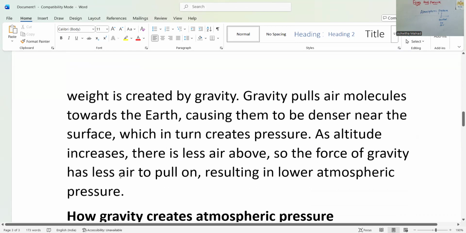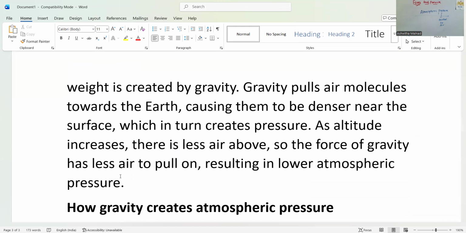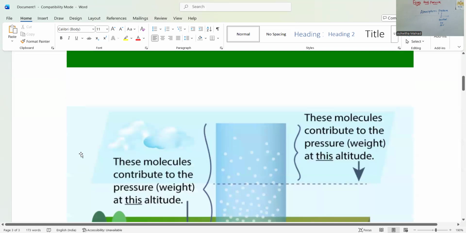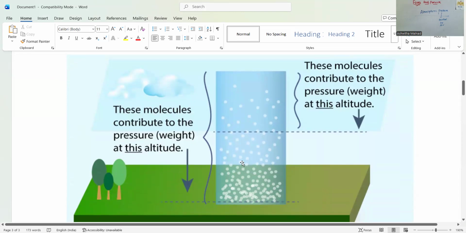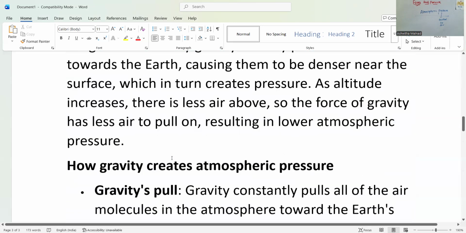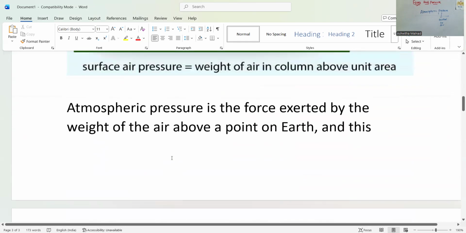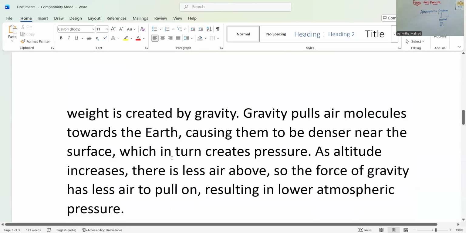As altitude increases, there is less air above, so the force of gravity has less air to pull on, resulting in lower atmospheric pressure. As the altitude increases, you can see here the molecules with high pressure are here. But once the altitude increases, you can see it is free space. So the pressure is decreased. Right? That is why people who go to space will be literally flying. The reason is there is no gravity. Imagine the earth if we didn't have gravity, how we would all have been.